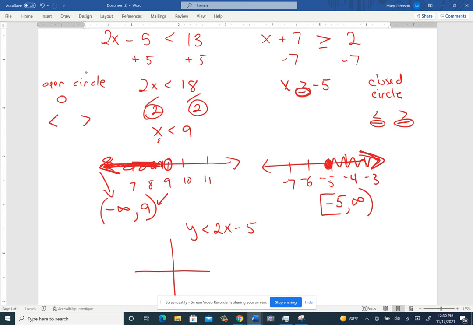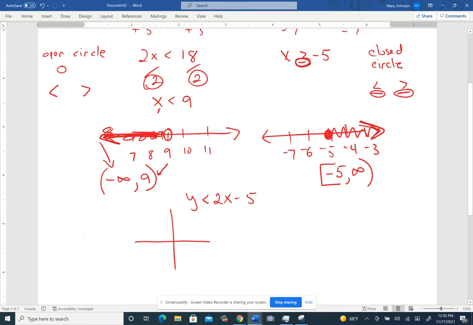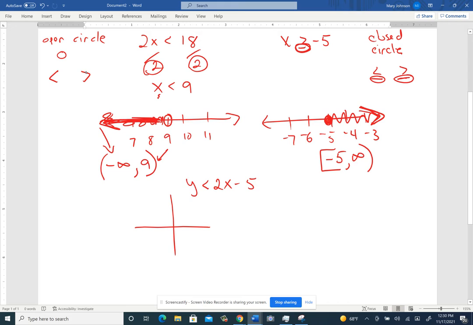And so what'll happen is you'll graph the line, and then you'll decide based on this whether to make it dashed. This one would be dashed because it doesn't have the or equal to. So the dash is like the open circle. And then you'll have to, again, decide which side to shade. So you just pick a point that's not on the line. And if it works, you shade that side. If it doesn't work, you shade the other.